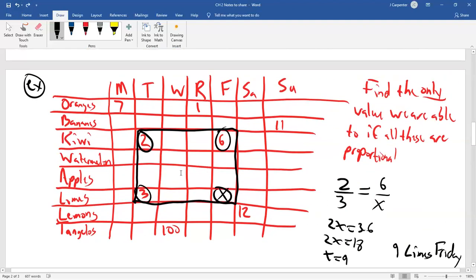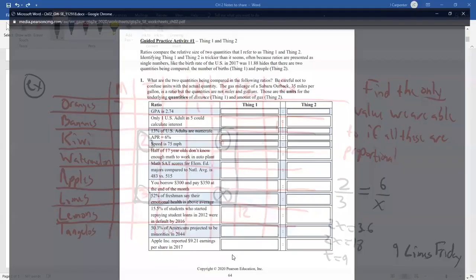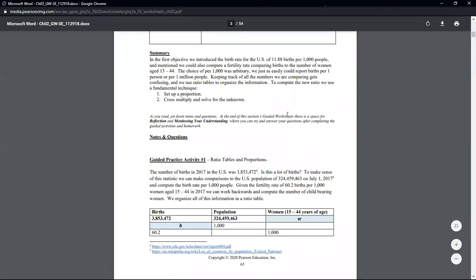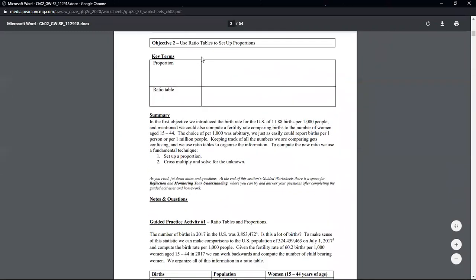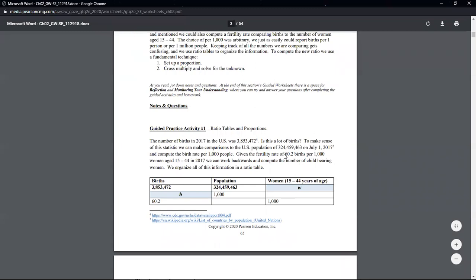All right, and that is it for the notes to share. Let's go back over to the guided worksheet. So, using ratio tables, page 65. Here we go.